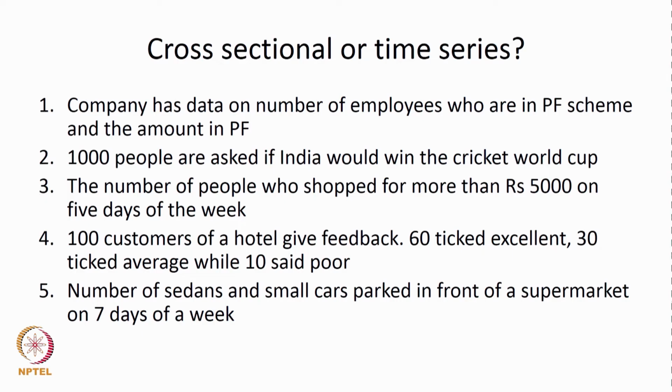Situation 4: 100 customers have given feedback, 60 have said excellent, 30 have said average, while 10 have said poor. Again, an example of cross-sectional data because the statement does not explicitly say that the feedback was collected over different points in time at regular frequencies. So, we could take this as cross-sectional data. Situation 5: number of big cars and small cars parked in front of a supermarket on 7 days of a week. Once again it is similar to item 3, where this data is collected at different points in time and therefore, it comes under time series data.